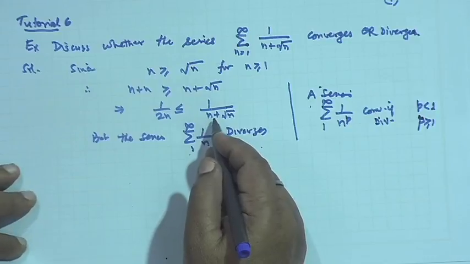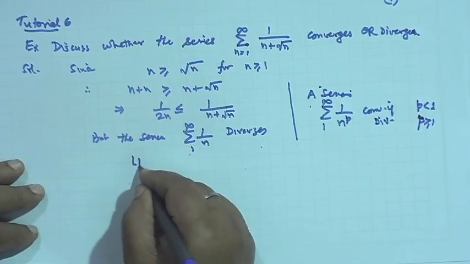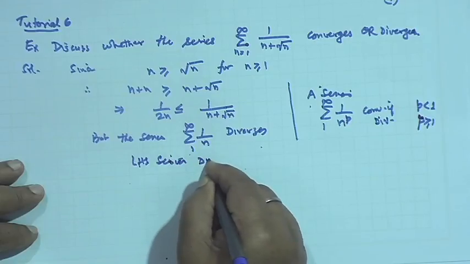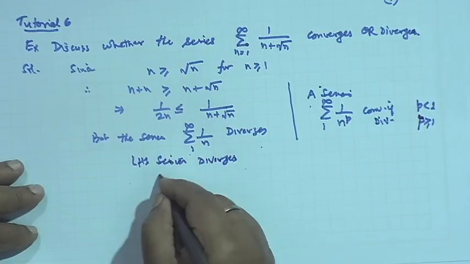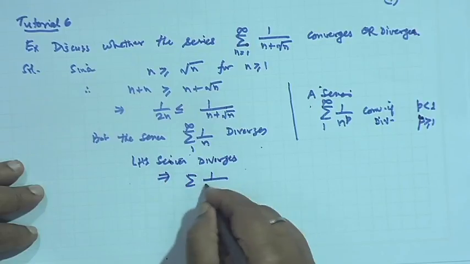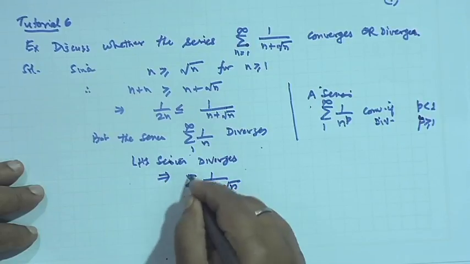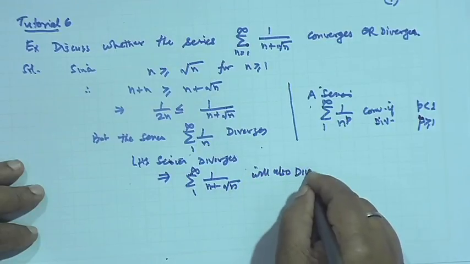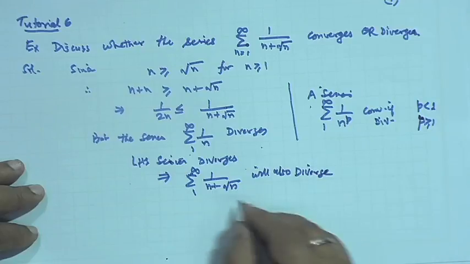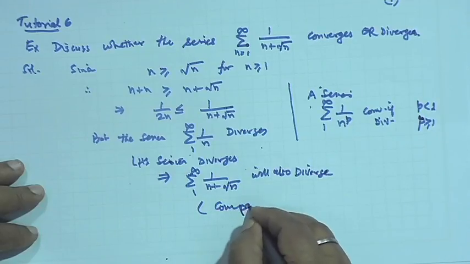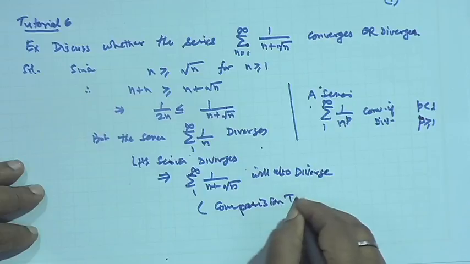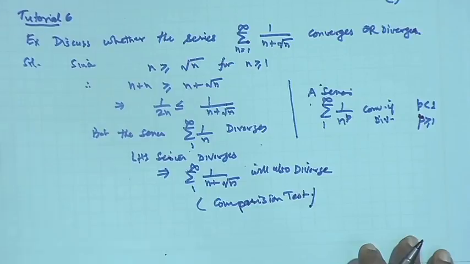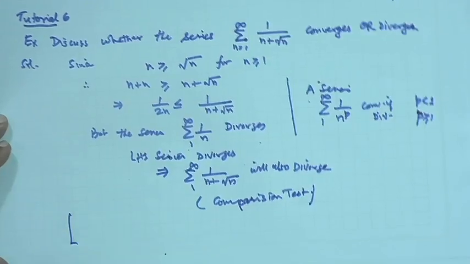Therefore, once this series diverges, the left hand side series diverges. Therefore, the right hand side series sigma of 1 by n plus root of n, 1 to infinity, will also diverge, and that we are using the comparison test. So, by the comparison test one can say this series diverges.